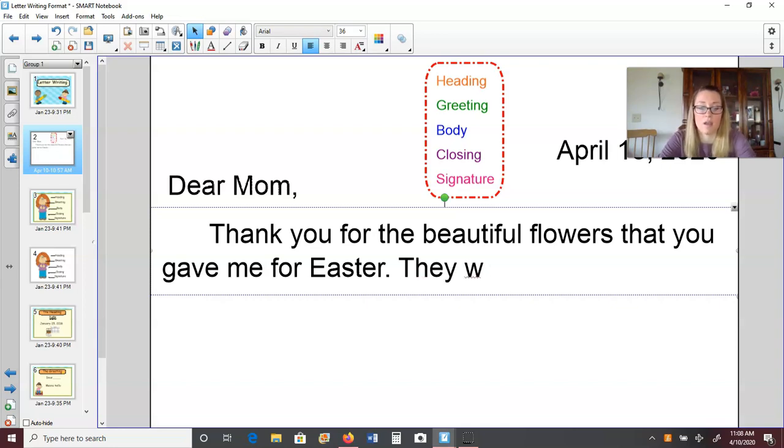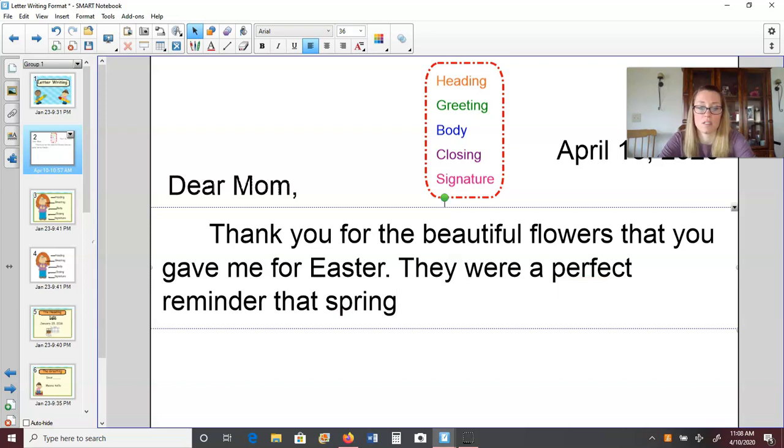Okay, so thank you for the beautiful flowers that you gave me for Easter. They were a perfect reminder that spring is around the corner. I love spring when all the flowers start to bloom and you start to see the birds outside making their nests and the weather starts to warm up, although it was kind of snowing a few days ago. But I like that spring is around the corner. So I said they were a perfect reminder that spring is around the corner.